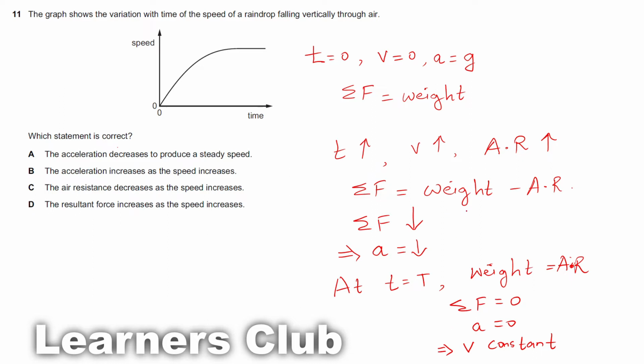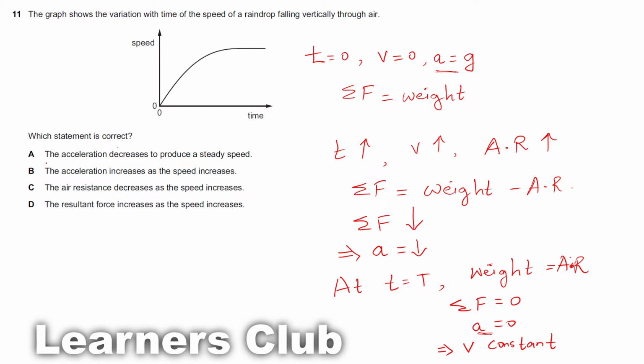Now you can observe from this graph, it's a speed-time graph. So the gradient of the speed-time graph will give you the acceleration. As you can see, from maximum acceleration initially, it reduces to acceleration 0. So the acceleration is decreasing. Now here we have to choose the correct statement.